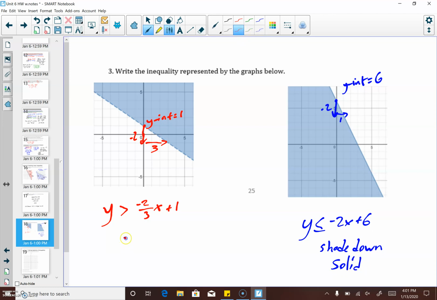And if we go back to the first one, we were shade up and dashed. So those are the key features that help play into what type of sign we use for these.